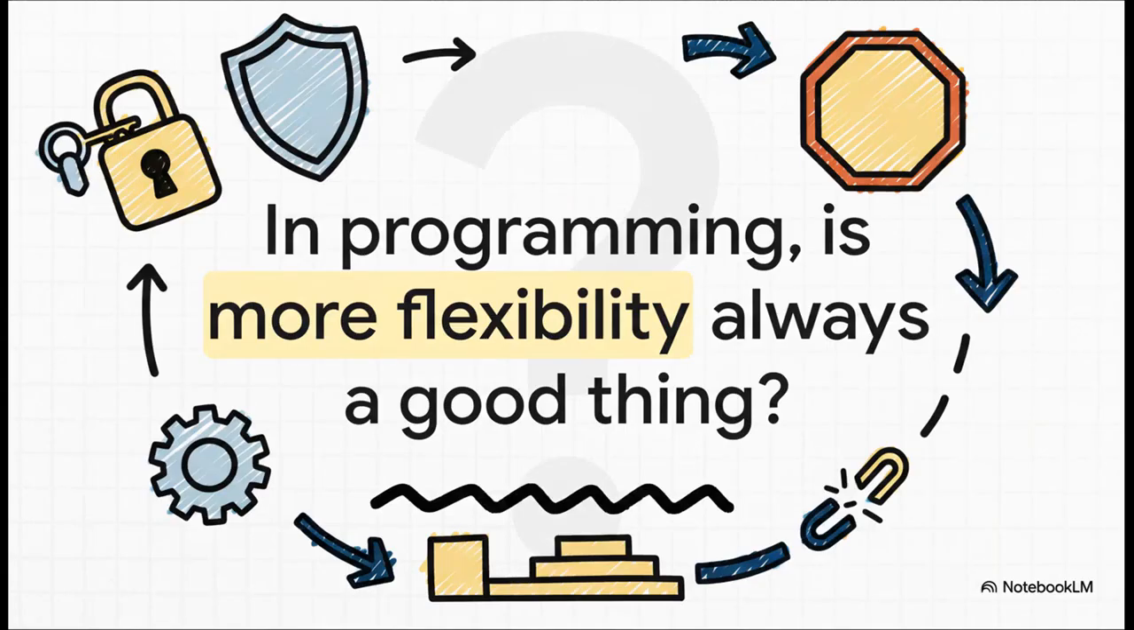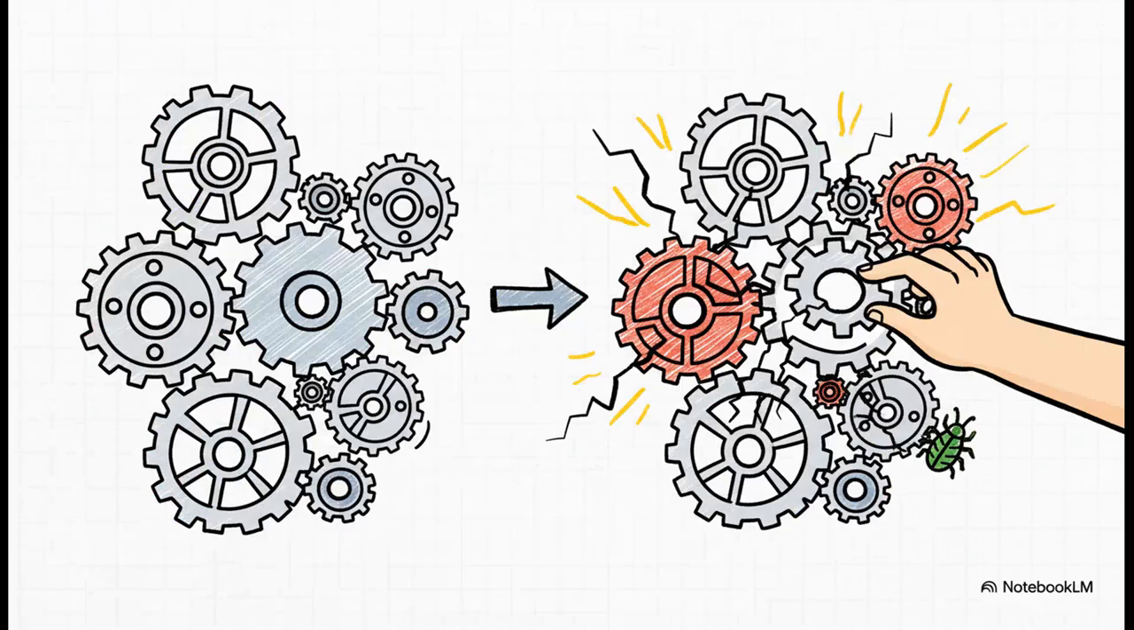So let me just ask you this. In programming, is more flexibility always a good thing? I mean, we love features like inheritance, don't we? They let us reuse code, adapt it, build on top of it. But what's the downside? What happens when all that freedom starts to create chaos? And yeah, that's really the heart of the problem.